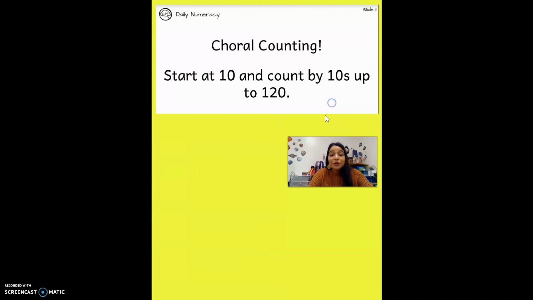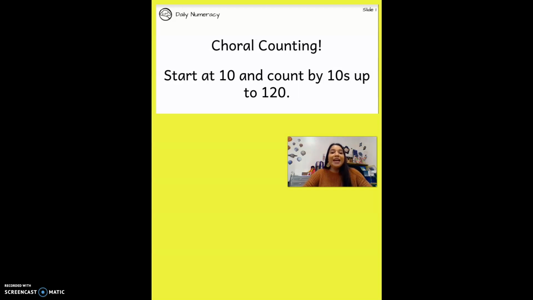So what we're going to go ahead and do first is we're going to start at 10 and we're going to count by tens all the way to 100. You ready? Okay, let's start. We're going to start at 10 and go all the way to 100. But remember, we're counting by tens. Ready? 10, 20, 30, 40, 50, 60, 70, 80, 90, 100.